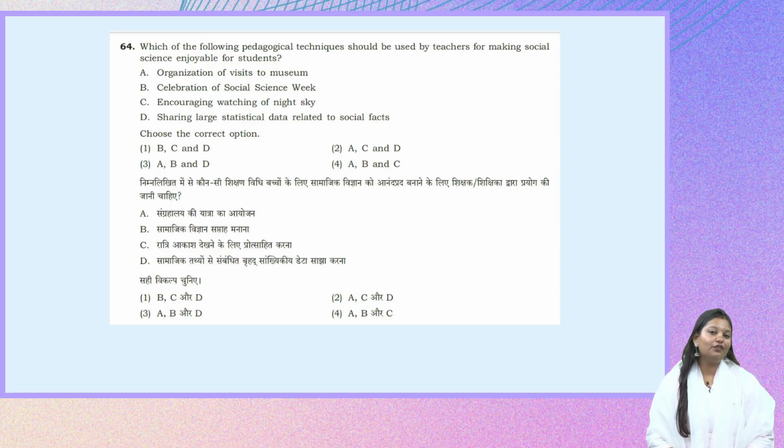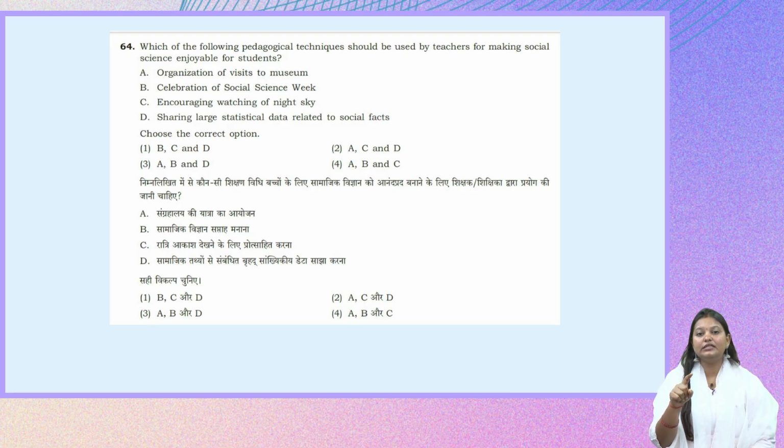So, what kind of activities can we actually use? What kind of pedagogical techniques and methods should we be using here? So, they have given us four, A, B, C, D, four pedagogical techniques or ways of actually helping our students learn better when it comes to social sciences. Now, we need to choose which ones are actually correct here.